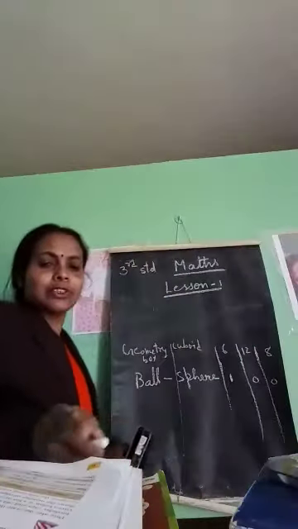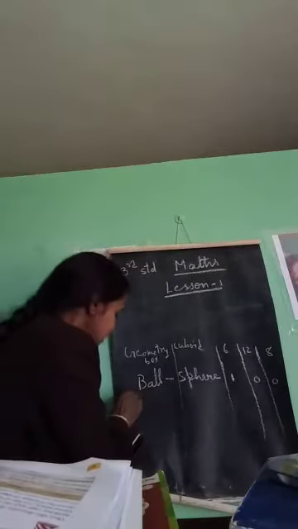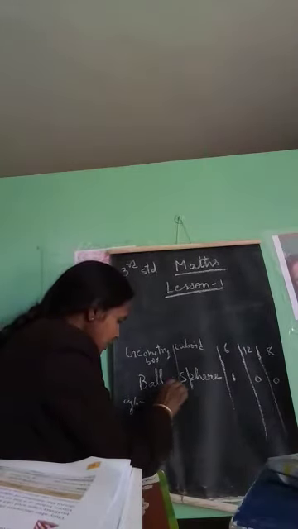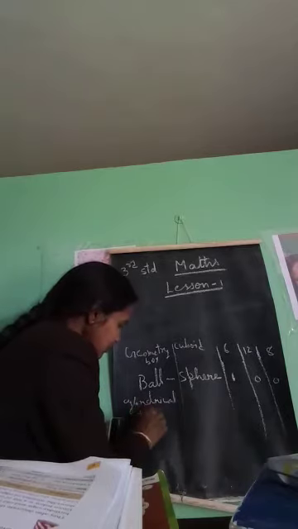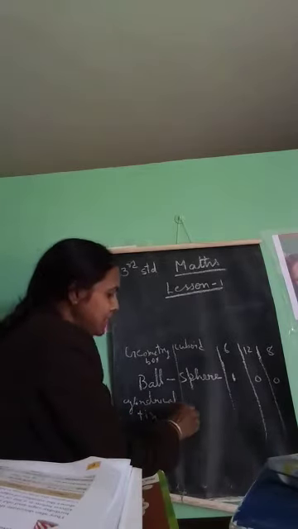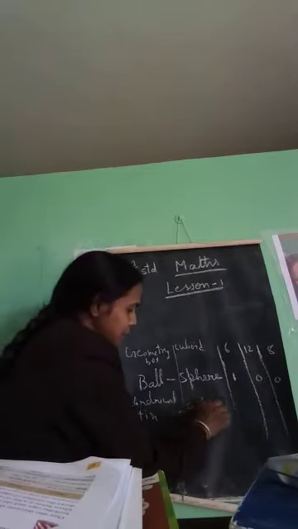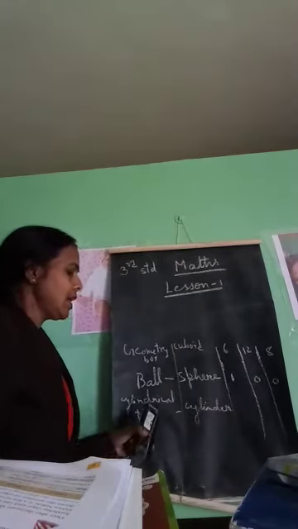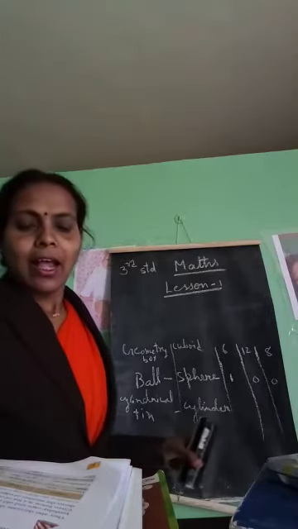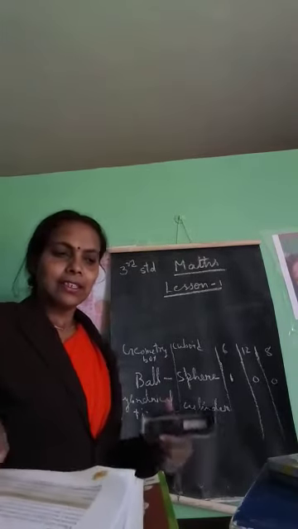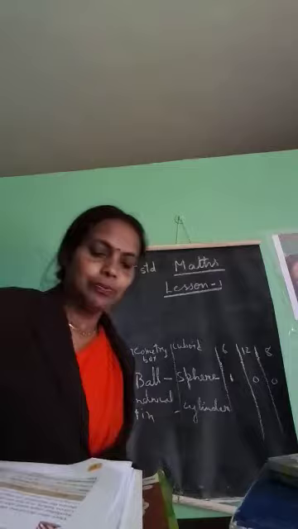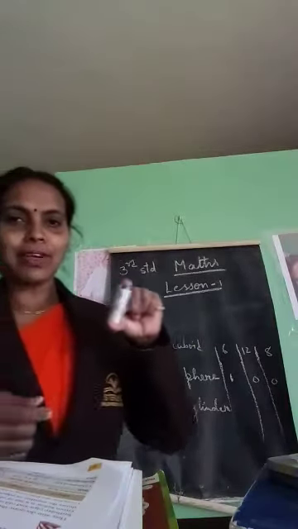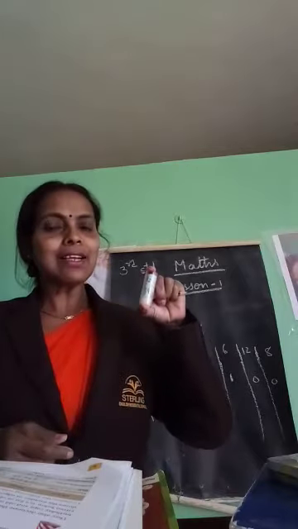Okay. Now the next one is cylindrical tin. The shape is cylinder. Cylinder. Okay. And then the cylinder shape, I'll show you. This is the cylinder shape. Whatever this is, its shape is like a cylinder.